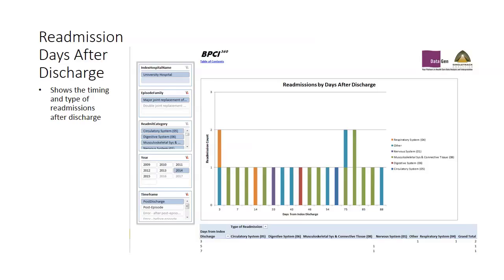This report is also new, and it shows the number of days after discharge at which readmissions occurred. It also shows the category in which the readmissions took place. This report is particularly helpful in chronic disease episodes such as CHF, where it's useful to be able to look at the types of readmissions that occur throughout the episode.